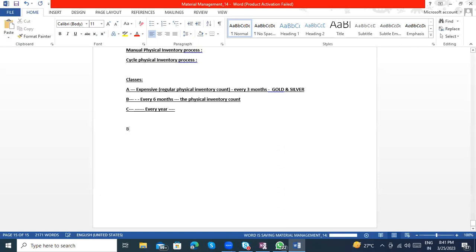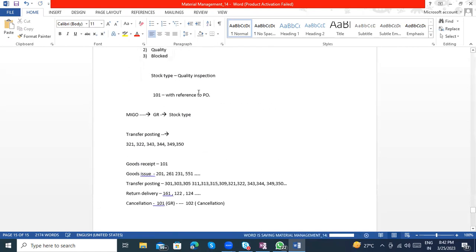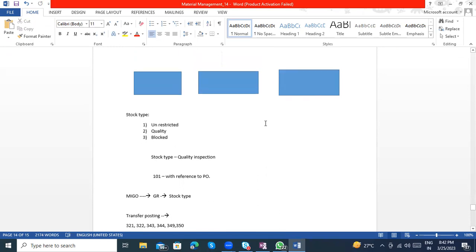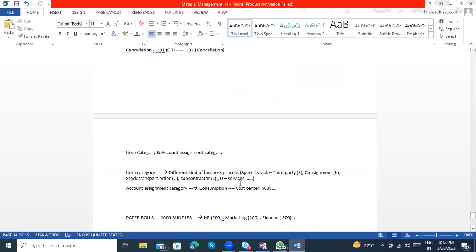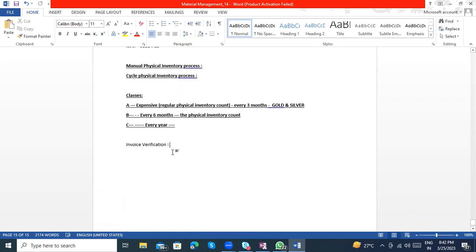Now, other than this one, I'm going to the invoice verification. What processes do we have in invoice verification? As of now, I have just been talking about the PO level, what scenarios will come, and the inventory level, what scenarios will come. Now, at the invoice verification level, what scenarios will generally be captured?